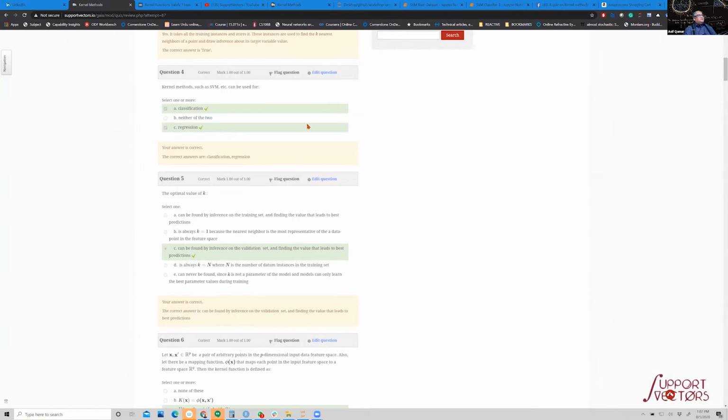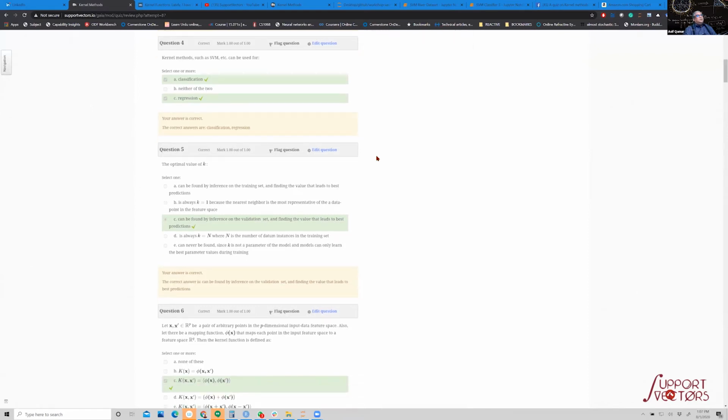Kernel methods such as SVM, etc., can be used for both classification and regression. The third answer, neither of the two, would not be correct. I believe most of you got this right, I would imagine.